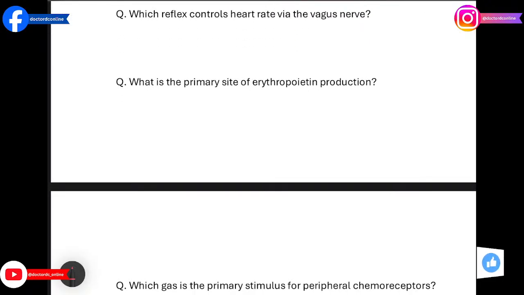The next question is, which reflex controls heart rate via the vagus nerve? And the answer is baroreceptor reflex, because it modulates heart rate in response to blood pressure changes.